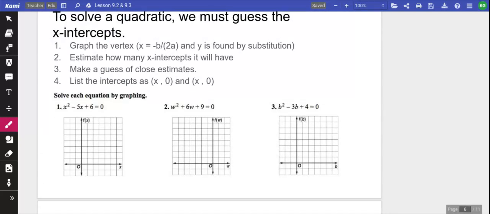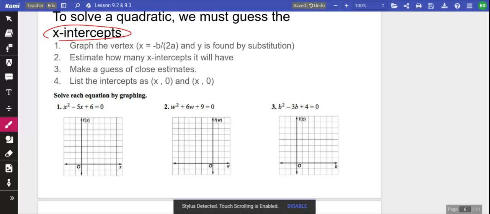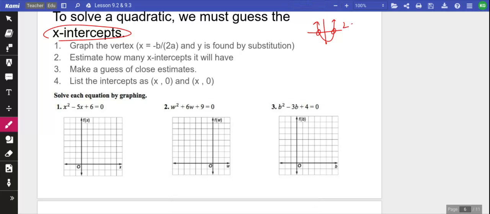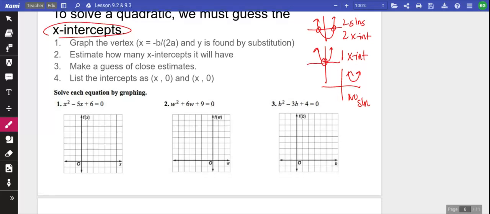To solve a quadratic, what we are doing is finding their x-intercepts. So basically, we're going to have three different types of problems. The first is going to be the most common, having two solutions or two x-intercepts. The next most common one is where it only touches once, so it has one x-intercept. And the last is if it's a floating one, it would have no solution or no intercepts.